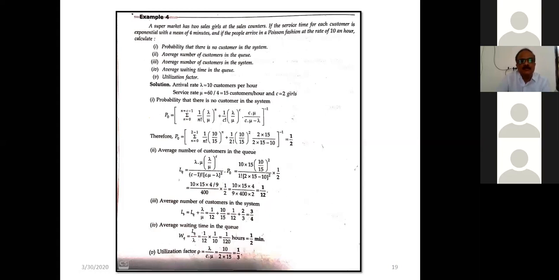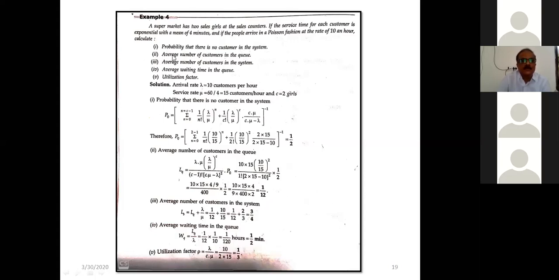it means the service rate is, given 4 minutes, 1 by 4, one person in 4 minutes, mu is equal to one person in 4 minutes. And if the people arrive in Poisson fashion at the rate of 10 an hour, calculate the probability that there is no customer in the system, that is, the system is empty. Average number of customers in the queue, that is LQ.